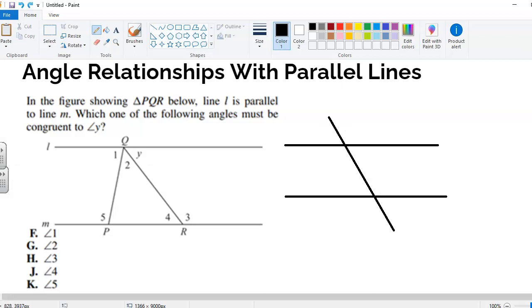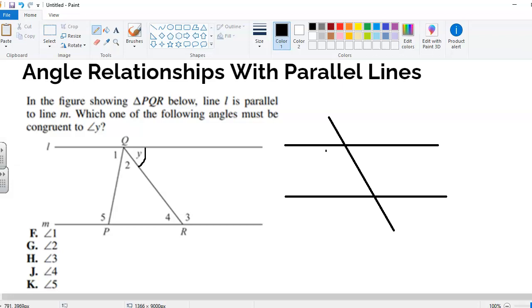Then you would have alternate interior, as in they're both inside, but they are alternating sides. So you've got one on the left, one on the right. So you learn all of these relationships. In this particular case, the relationship that they want you to think about is the alternate interior angles. We learned back in the day that alternate interior angles are congruent.